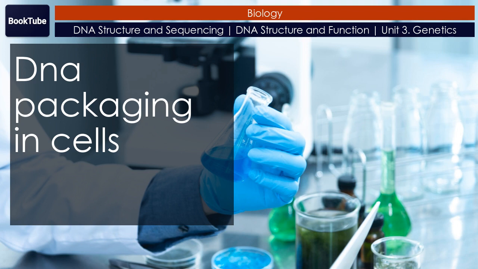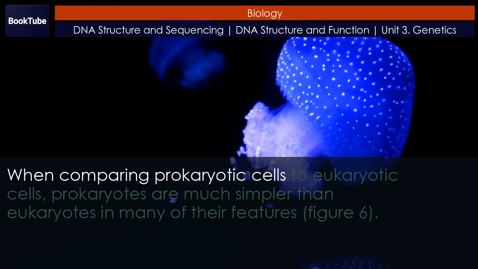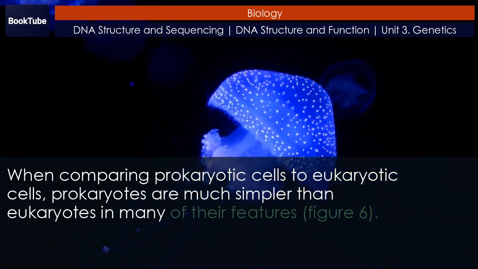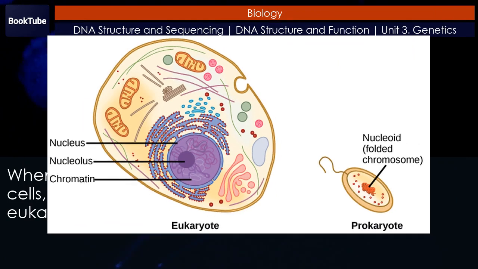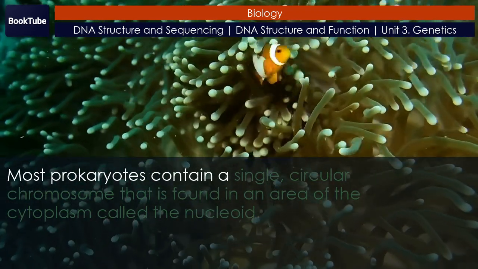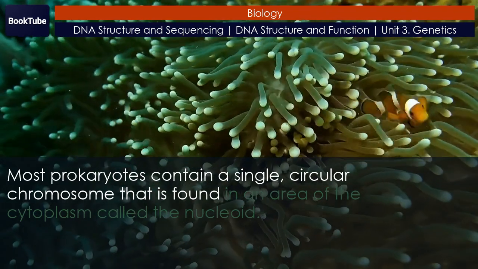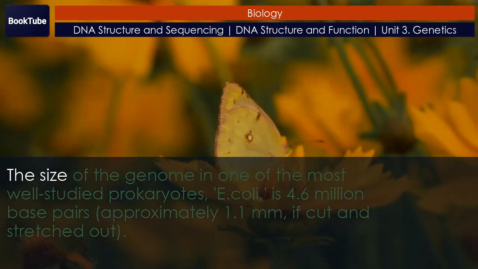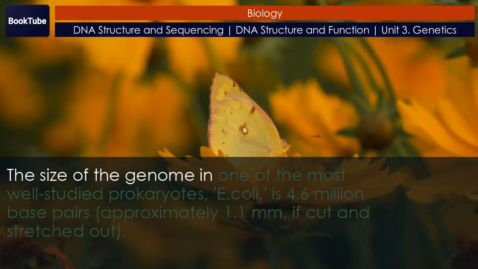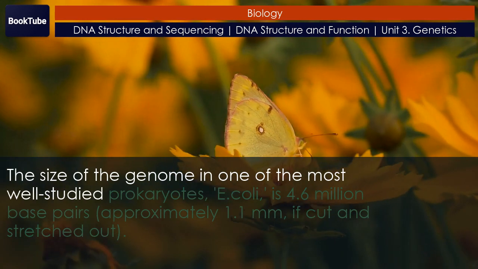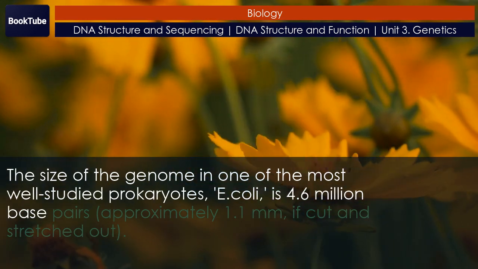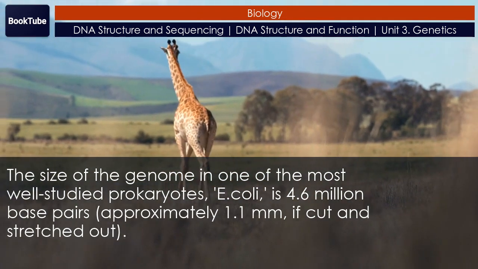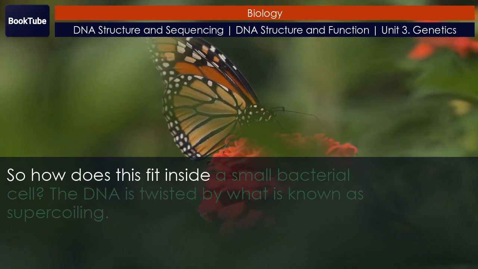DNA packaging in cells. When comparing prokaryotic cells to eukaryotic cells, prokaryotes are much simpler than eukaryotes in many of their features. Figure 6. Most prokaryotes contain a single, circular chromosome that is found in an area of the cytoplasm called the nucleoid. The size of the genome in one of the most well-studied prokaryotes, E. coli, is 4.6 million base pairs, approximately 1.1 millimeters, if cut and stretched out. So how does this fit inside a small bacterial cell?